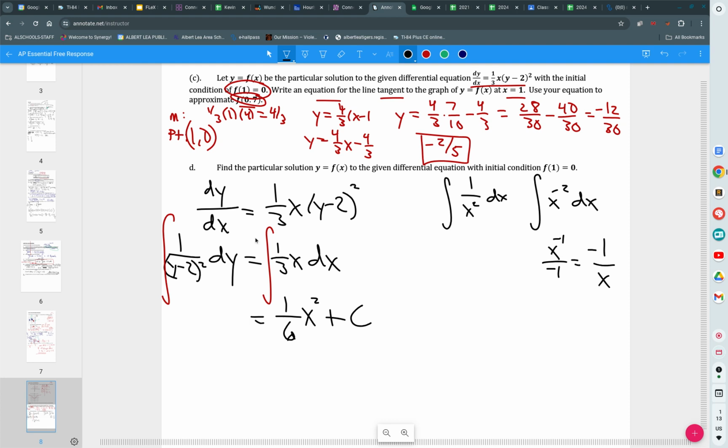Notice we don't just have x, we have a y minus 2. And if u is equal to y minus 2, du is equal to just dy. So since du and dy are the same, we don't have anything funny going on here. We could simply just take the antiderivative just like we would there. And what you come up with is negative 1 over y minus 2.